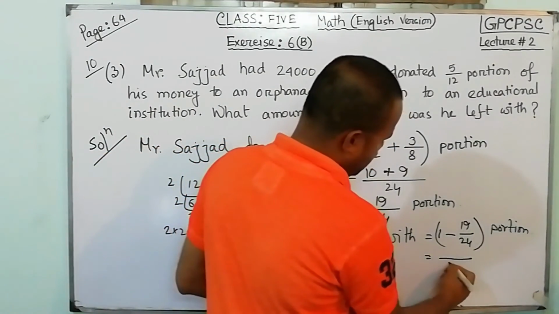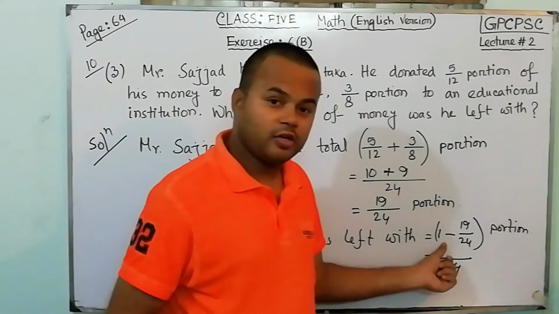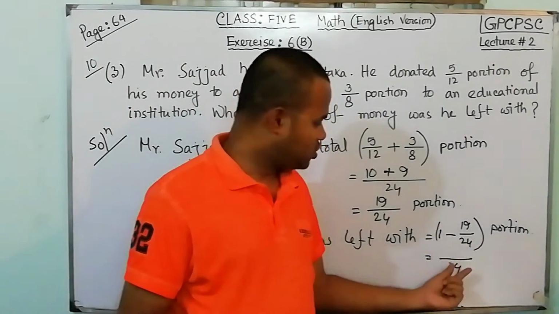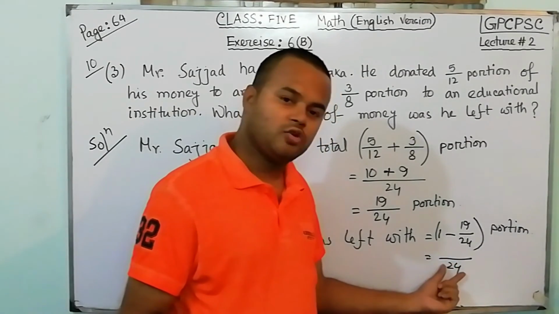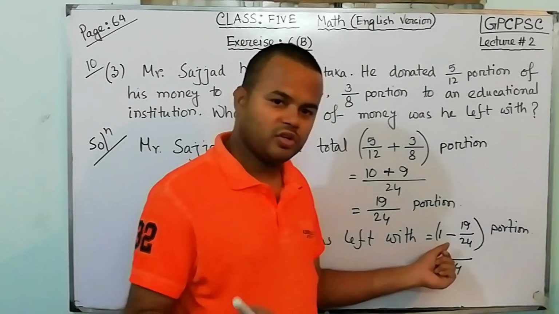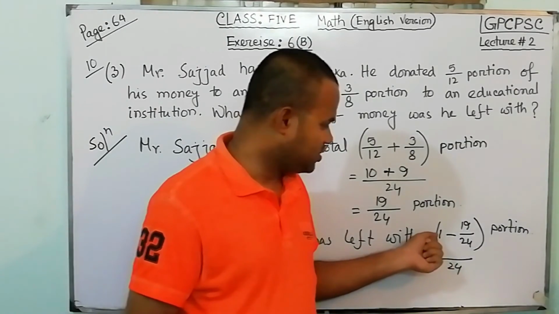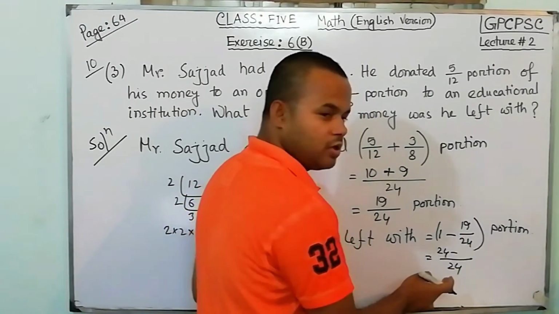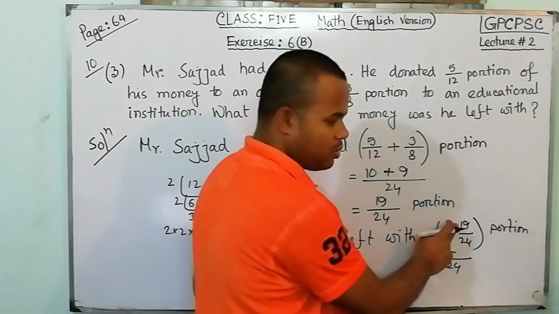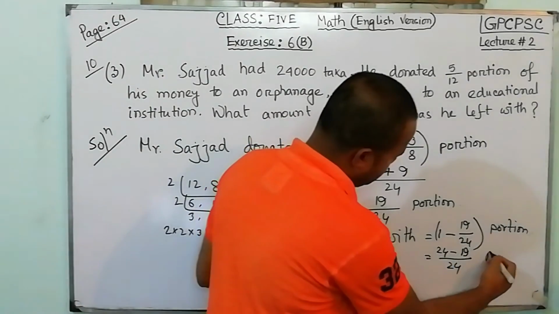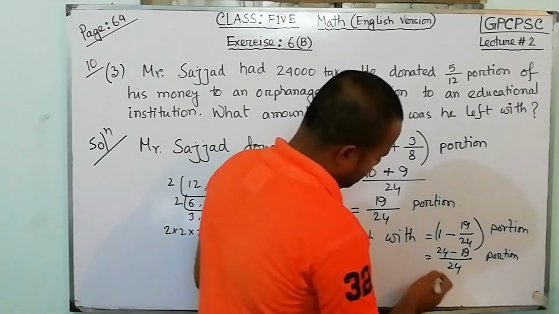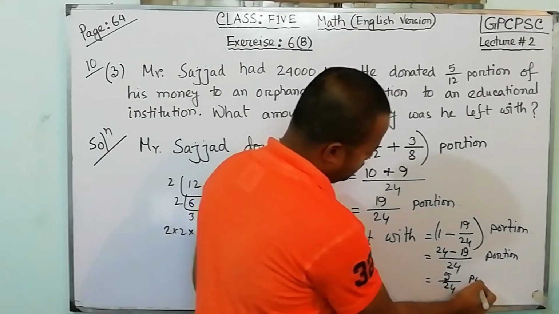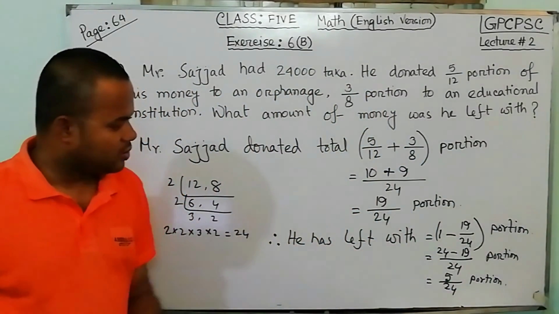So here we have 24. Now the denominator is 1 and here 24, so LCM of 1 and 24 is 24. Now divide 24 by 1, so we have the result 24, then multiply the result with this 1, so we have 24 minus, now divide 24 by 24, that is 1, and multiply 19 by 1, that is 19 portion. Here five portion. So he has left with 5 by 24 portion.